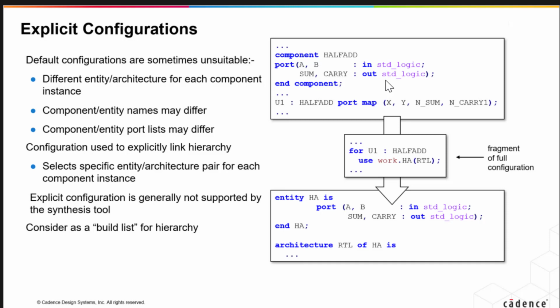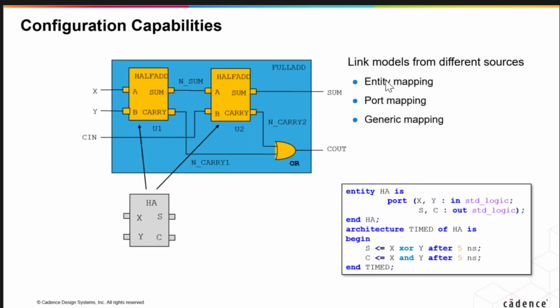This statement specifies to link entity architecture pair HA to instance U1 of half-add. If we need to map different instances of a component to different entities, or if the names or port lists do not match, then we would need to explicitly write a configuration. Mapping capabilities enable models from different designers, using different names, types, etc. to be used. For example, each of the two instances of the half-adder can be mapped to different entities using different names, types etc. using configuration.